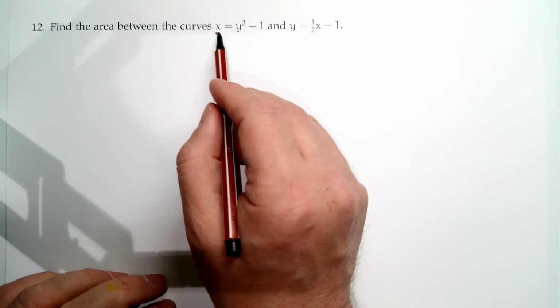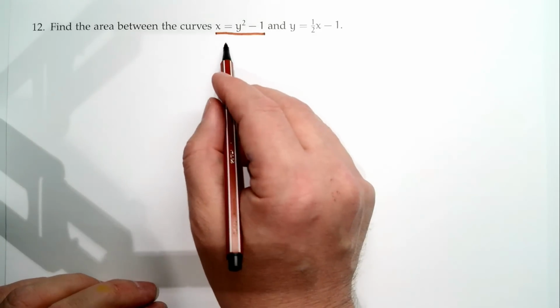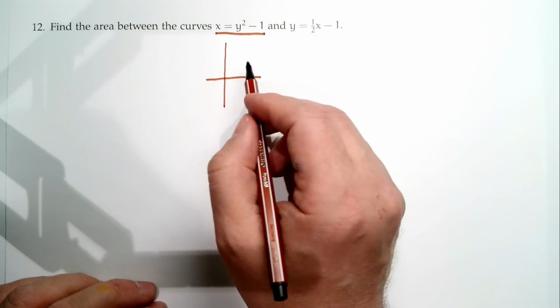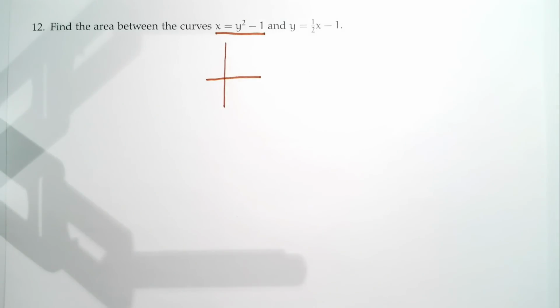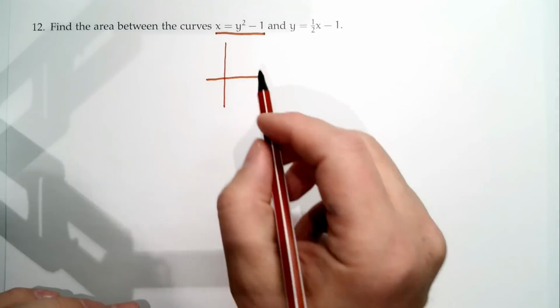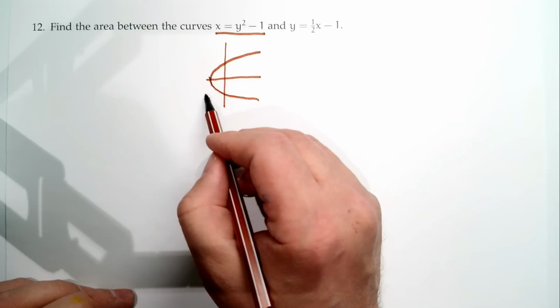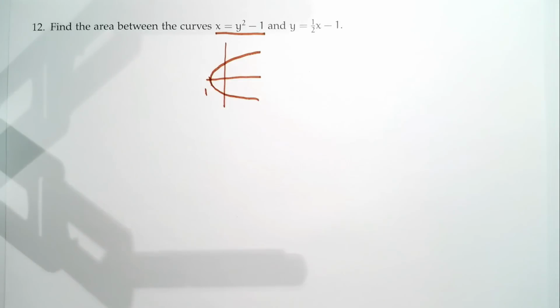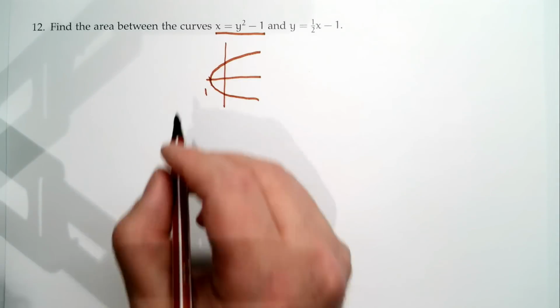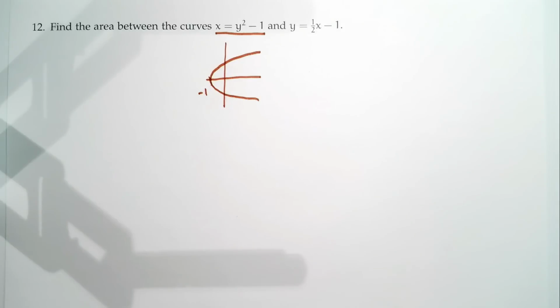Find the area between the curves x equals y squared minus 1 and y equals 1/2 x minus 1. Okay, so let's think about these curves. x equals y squared minus 1 is a parabola. The only difference is we swap the roles of x and y. So instead of a parabola opening up or down, it's a parabola that opens left or right, with its far left end at negative 1.